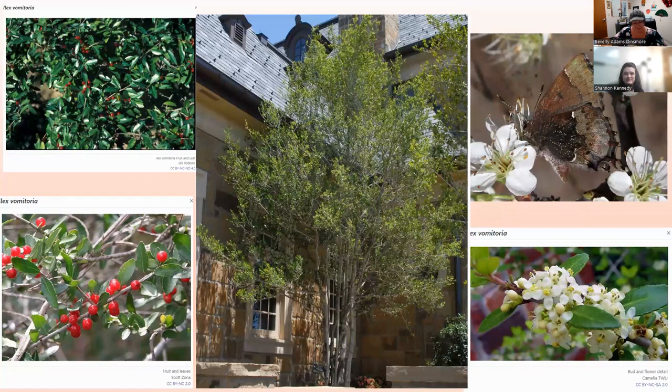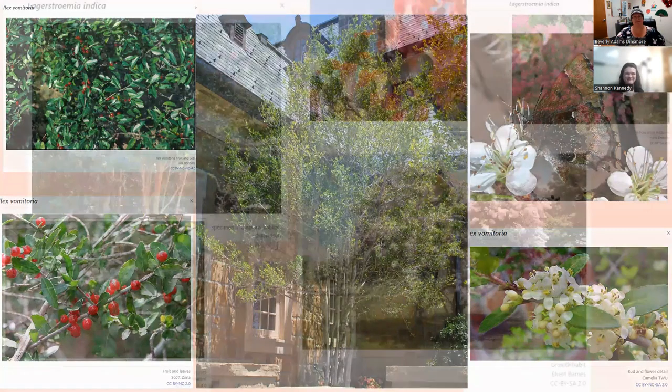They have inconspicuous flowers that attract pollinators, and the fruit attracts birds and small mammals as well. These are a larval host for Henry's elfin butterfly, and you can see that butterfly in the top right corner. And then you see the bud and the flower detail and the berries. So they're nice to have.